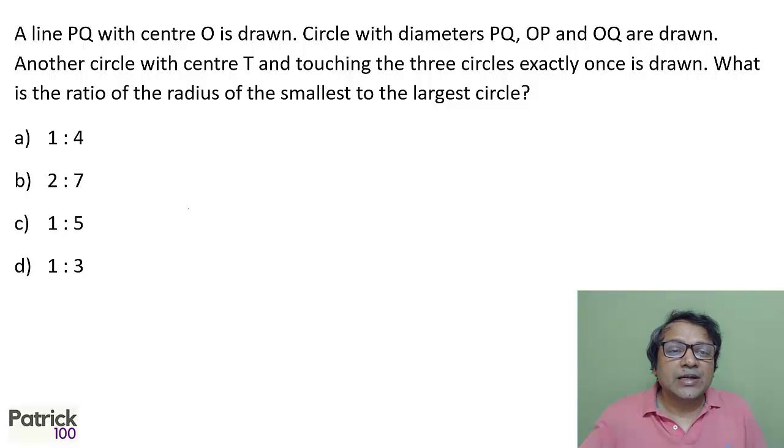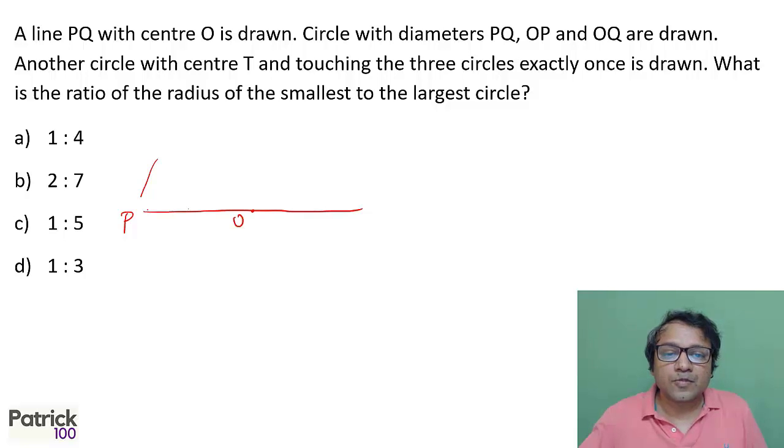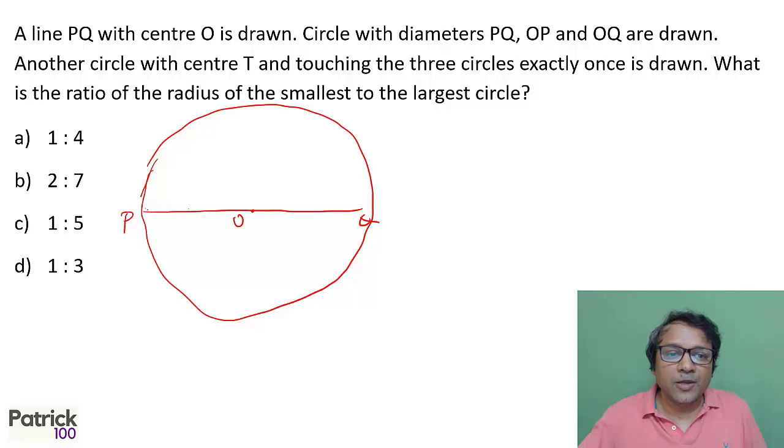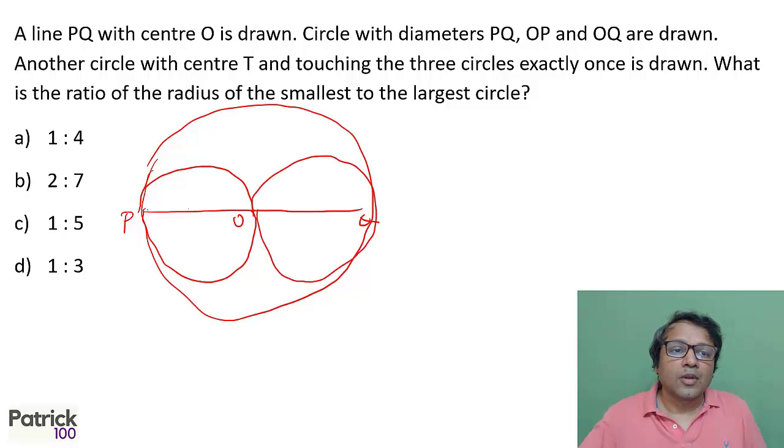Line PQ with center O is drawn. Okay. Circle with diameter PQ. Diameters OP and OQ are drawn. And a circle with center T touching the 3 sides exactly once is drawn. That's the only way you can draw the circle. What's the ratio of the radius of the smallest circle to the largest circle?